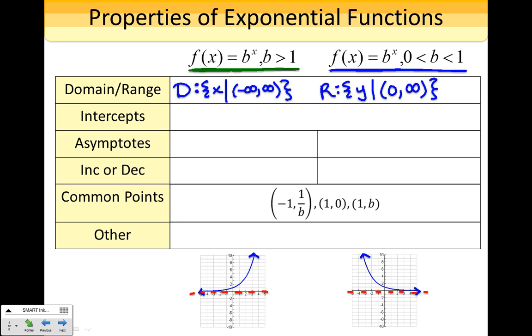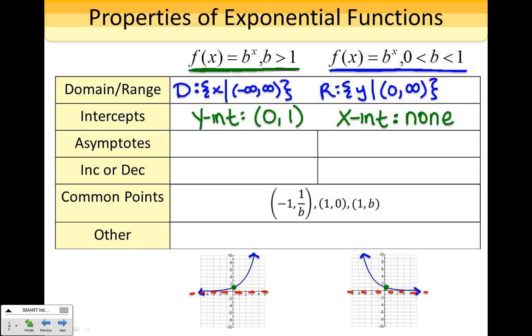The intercepts, x and y intercepts. If you look at the graphs, the ones that you have or the ones at the bottom of the screen, all of them had the same y-intercept and no x-intercepts, because again, it never crosses the x-axis. So the y-intercept was always at (0, 1). X-intercepts: there are none, because it never crosses the x-axis.